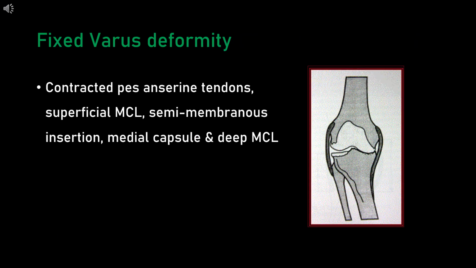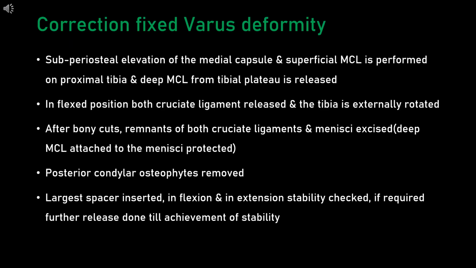Fixed varus deformity is because of contracted pes anserinus tendons, superficial MCL, semimembranosus insertion, medial capsule and deep MCL contracture. Correction of fixed varus deformity: subperiosteal elevation of the medial capsule and superficial MCL is performed on the proximal tibia, and the deep MCL is released from the tibial plateau.